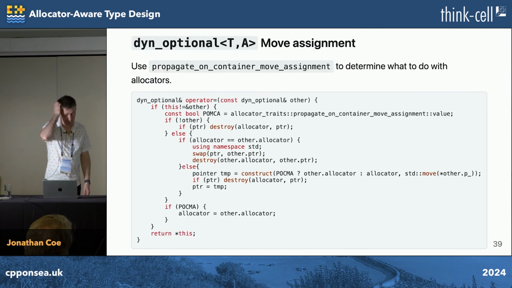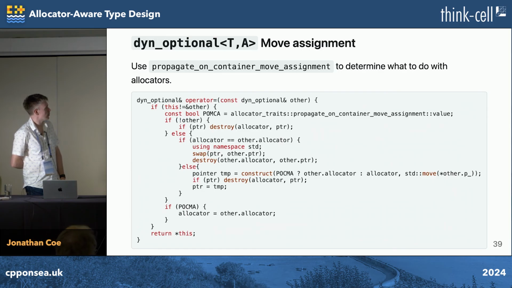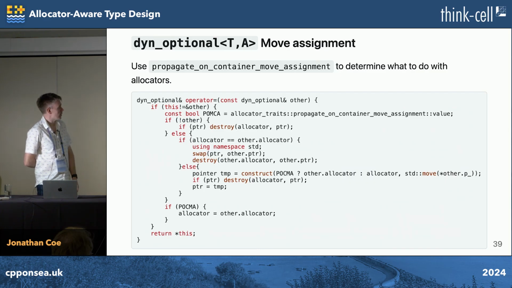And similarly for move assignment, we have a different trait here. This is propagate on container move assignment. So if there's nothing to move from, we'll just destroy the thing we have, and then we don't need to worry about keeping track of allocators. Otherwise, if the allocators are equivalent to one another, then we can just swap over the pointers. So that's not too bad.